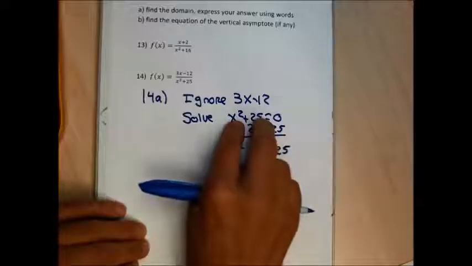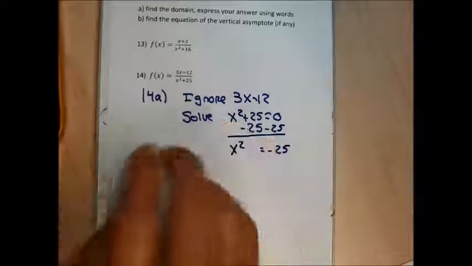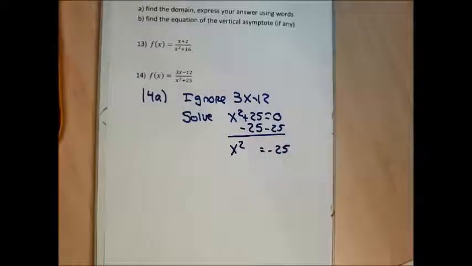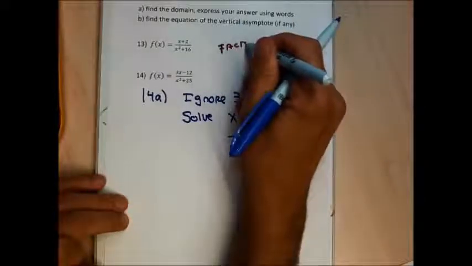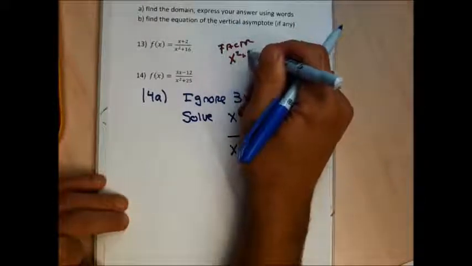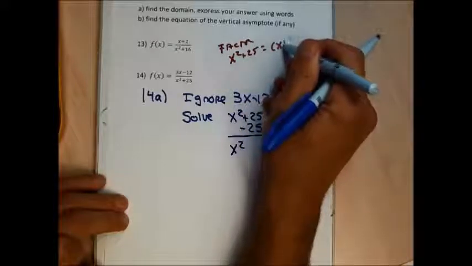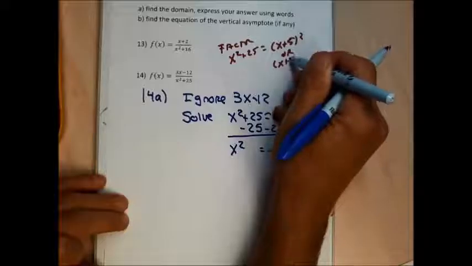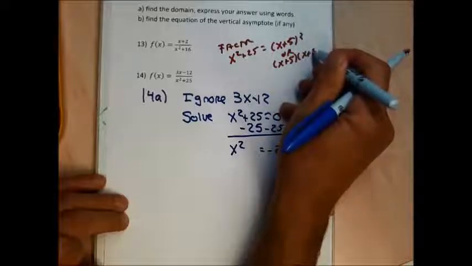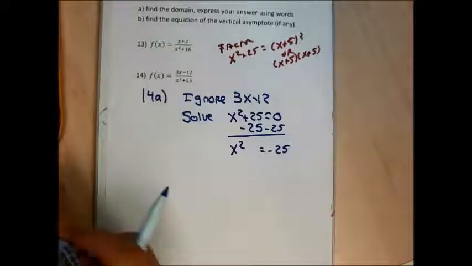So if you would have written down anything that was factored, what you've written down would have been wrong. That doesn't factor. It doesn't equal x plus 5 times x plus 5. So if you tried to factor x squared plus 25, and you wrote x plus 5 squared, or if you wrote x plus 5 times x plus 5, those are completely wrong. That thing doesn't factor, it's prime.